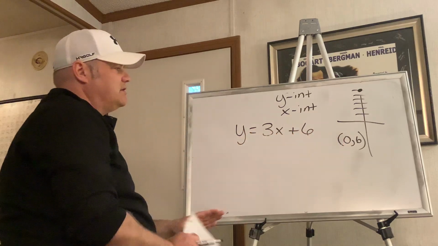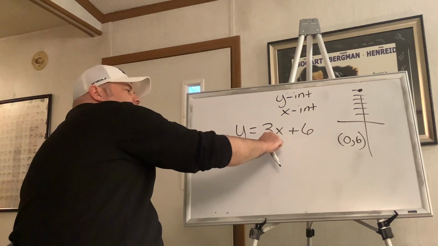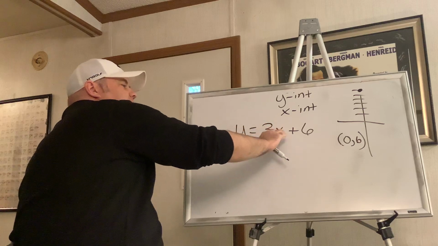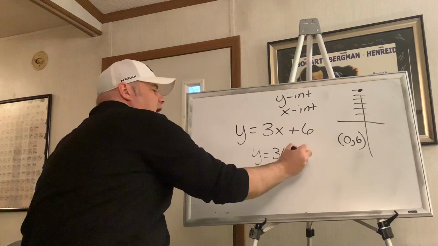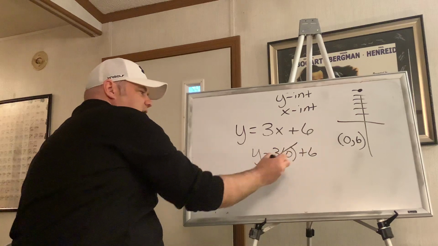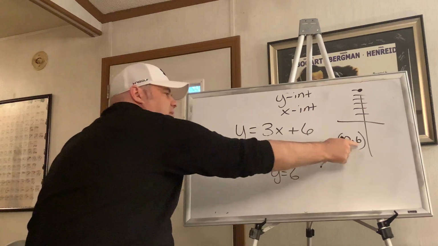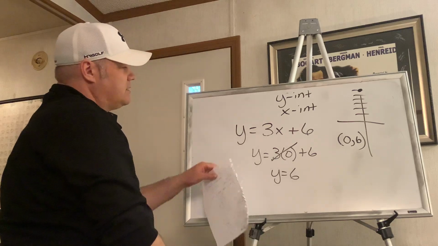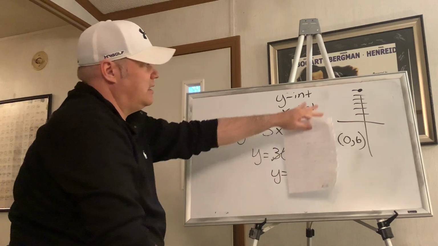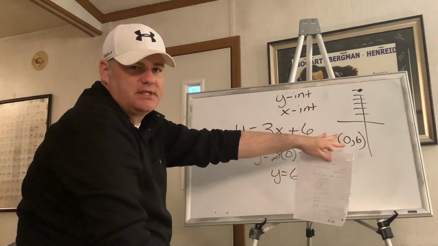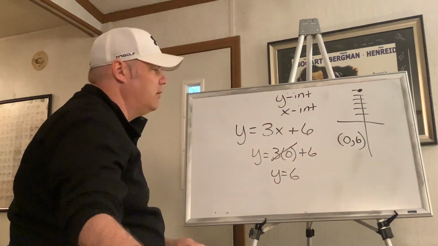Okay, because remember, this is always about input output. So if I put in 0 for x, 3 times 0 is 0, that, this is what I mean. If I put in 0 for x, those cancel out. 3 times 0 is 0, and 6 becomes my y. Okay, so the y-intercept is 6, but it's an actual point, so it's (0, 6). It means you put the 6 where the y would go.